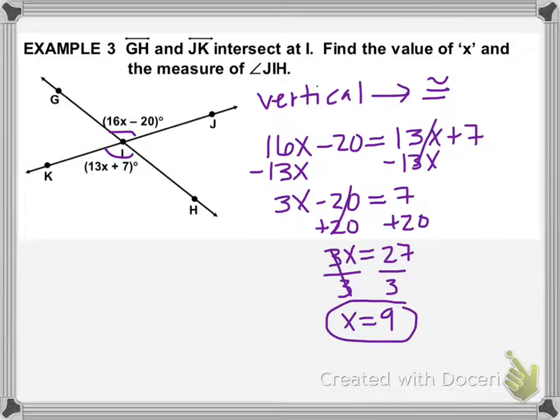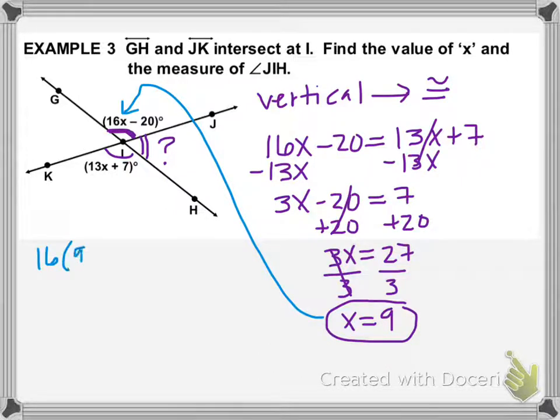We need to find the measure of angle JIH. That's this angle here. Well, just like last time, this angle, the 16x minus 20, and this angle JIH that I'm trying to find are a linear pair. They are supplementary. They add up to 180. So if I replace that x with 9 in this expression, I can find the measure of that angle and then subtract from 180 to find the measure of angle JIH. So let's go ahead and do that.